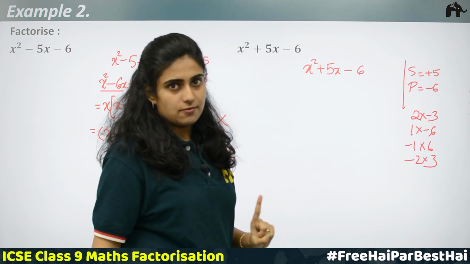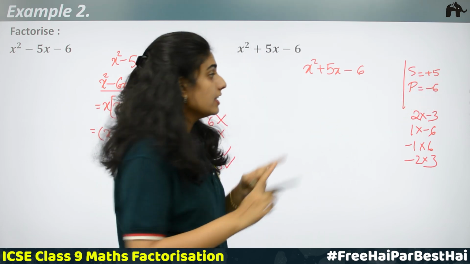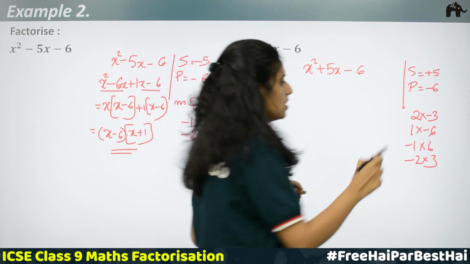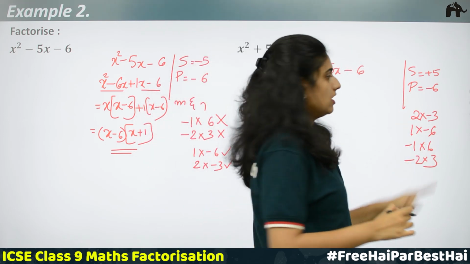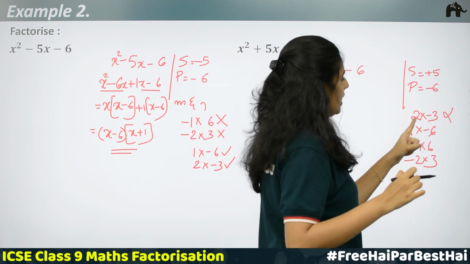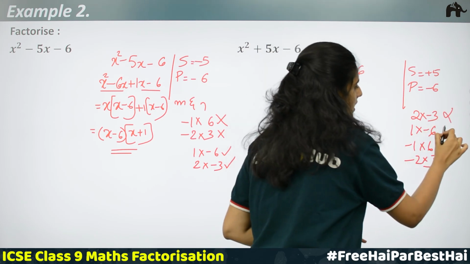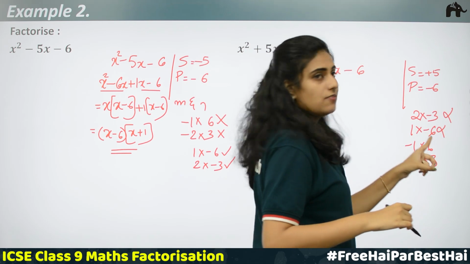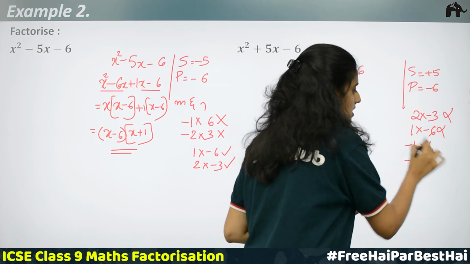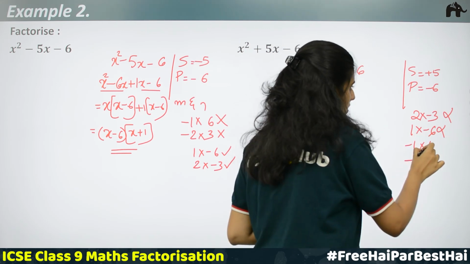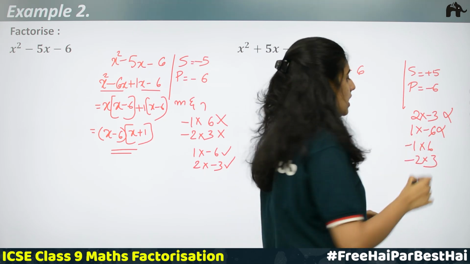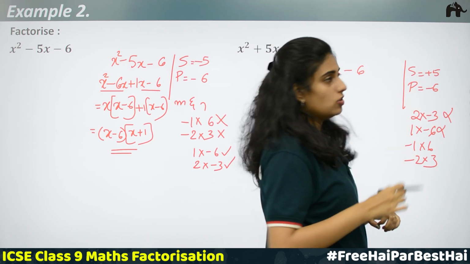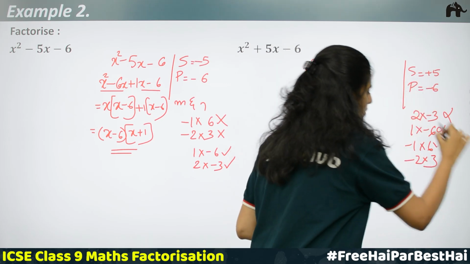Sum is positive. Okay, when do we get positive? The greater number should be positive. So here 2 and 3 when considered, 3 is greater but 3 is negative. So this cannot be taken. 1 and 6 considered, 6 is negative, so cannot be taken. Minus 1 and 6 when considered, you can see 6 is the greater number and 6 is positive. Okay, the greater number should be positive, only then you will be getting sum positive. So this can be taken.